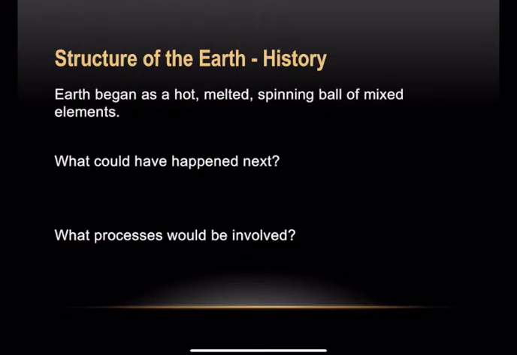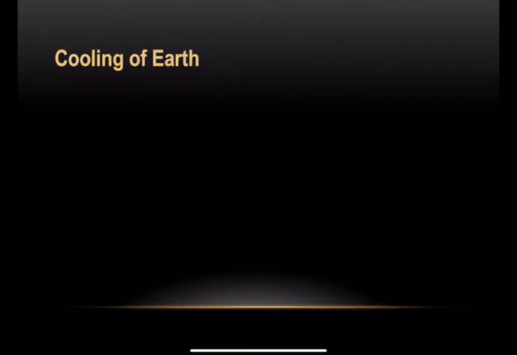So Earth started off not as a big rock, but actually as a big, hot, melted, spinning ball of mixed elements, a bunch of liquid with all these different hot elements inside of it. So what could have happened next? What processes could be involved here? Well, let's look at it.